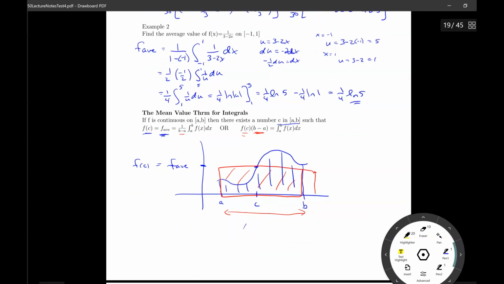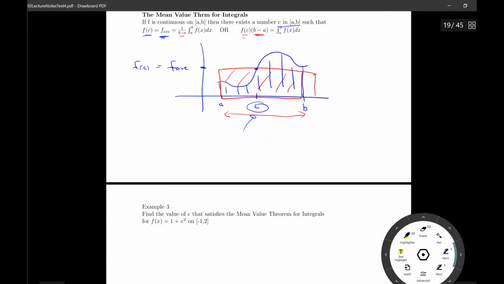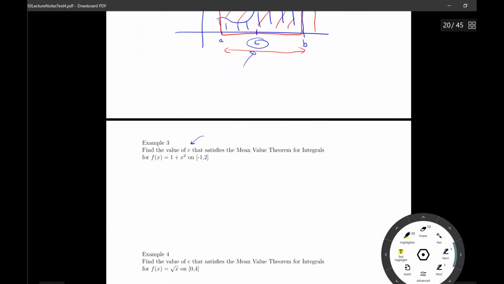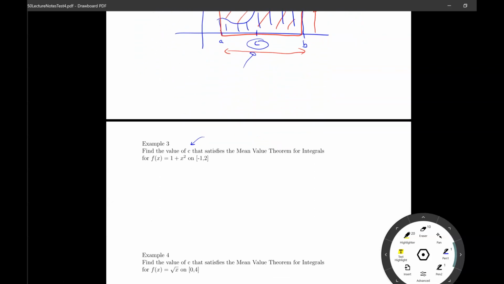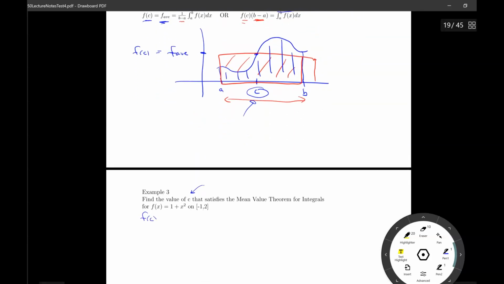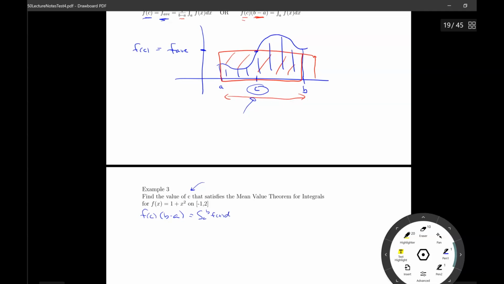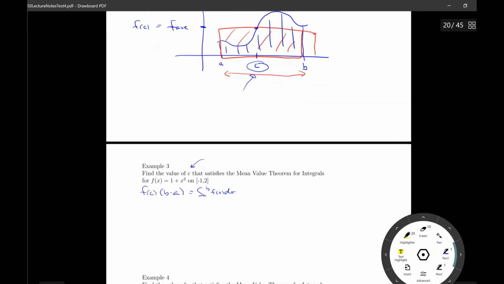So that's when we're asked to find the value of c that satisfies the mean value theorem for integrals, like in this example 3 here, that's what I'm being asked to find. All right, so I'm going to set it up with this equation. So I have f of c times b minus a equals the integral from a to b of f of x dx. All right, so f of c is this function with c plugged in, 1 plus c squared.